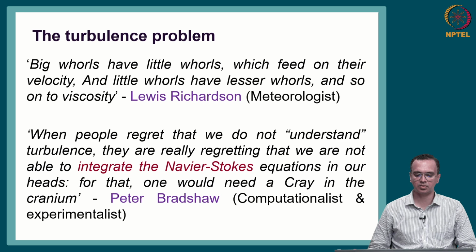When we say in our heads, what he means is that he just needs a big supercomputer, and this statement is probably 3 decades old, and Cray was a big supercomputer in those times. That's what he says, we need a Cray in a cranium. So he is implying that if we just have an extraordinarily large supercomputer, then one could just solve Navier-Stokes numerically and we have all the solutions. This is true. The question is, do we have such a large supercomputer which can solve all the flow problems? That we will see later.